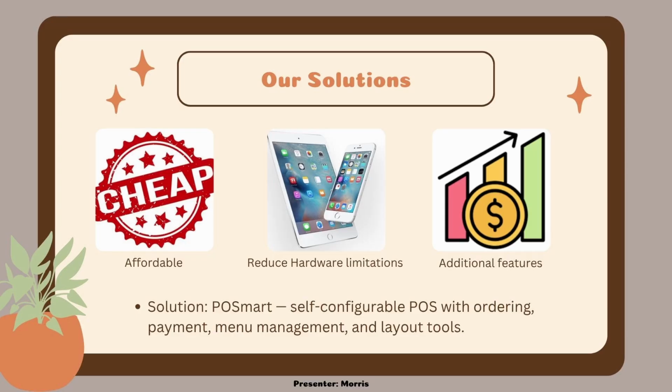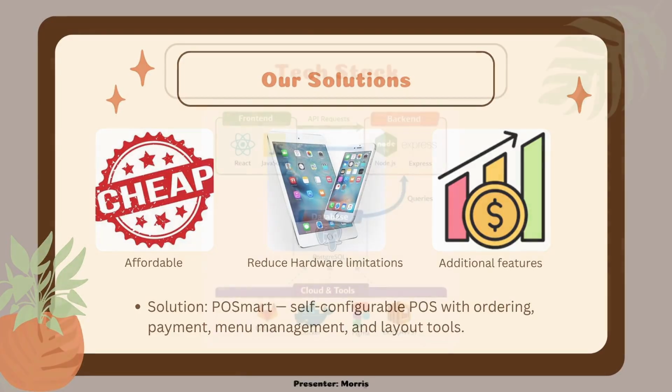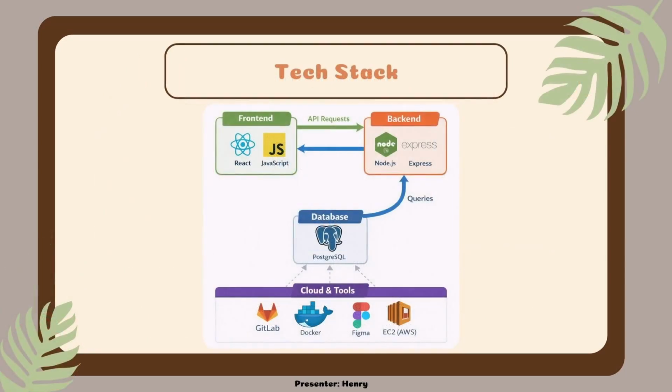Second, we reduce hardware limitations. Instead of locking users into proprietary devices, POSmart works with iPad and standard card readers. And third, we add useful features that actually matter, like customizable menus, flexible layouts, and tools that adapt to different restaurant setups.